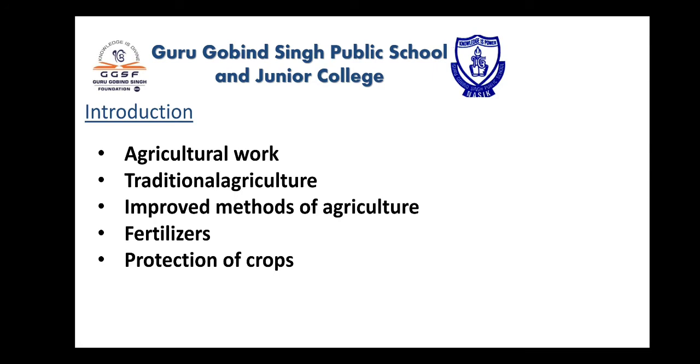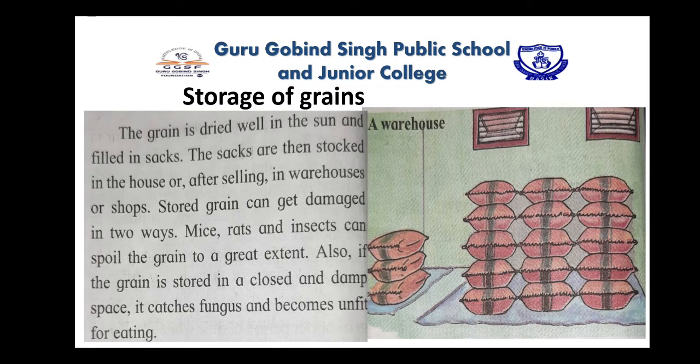In the last video of this topic, we learned about agricultural work, various traditional agricultural methods, improved methods of agriculture, fertilizers and protection of crops. So let's start today's topics. Storage of grains. The grain is dried well in the sun and filled in sacks. The sacks are then stocked in the houses or, after selling, in the warehouses or shops.